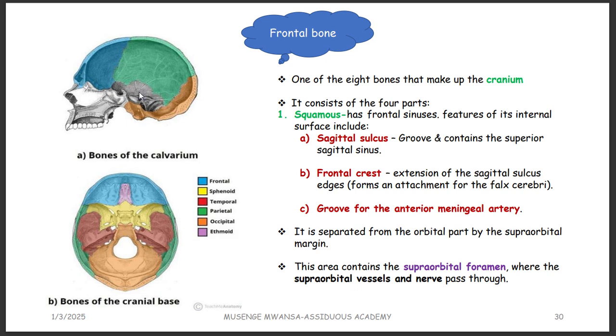Middle meningeal will be another branch of the meningeal artery. So the meningeal artery is going to have the anterior, middle, and posterior. The anterior, to be specific, is going to form grooves in the frontal bone. Just think of frontal is in front, right? So that is important to know.